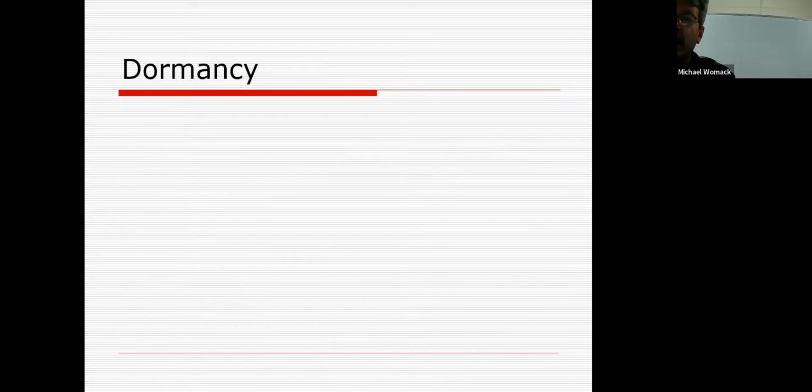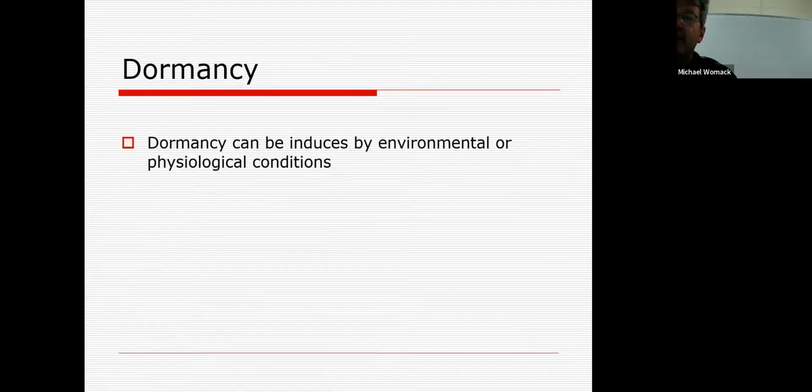Dormancy, real quick, we talked some about this. It can be induced by an environmental condition, meaning a temperature, or it could be physiological, which could be some kind of chemical inside that plant.